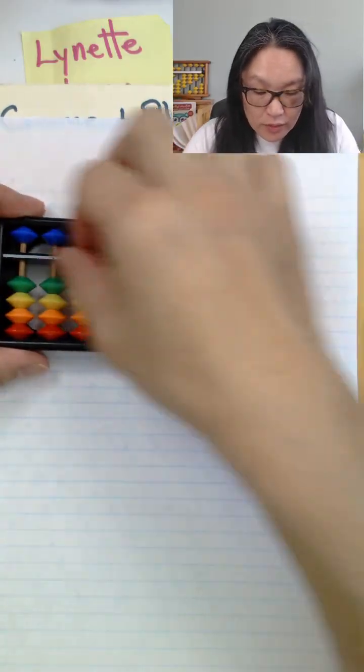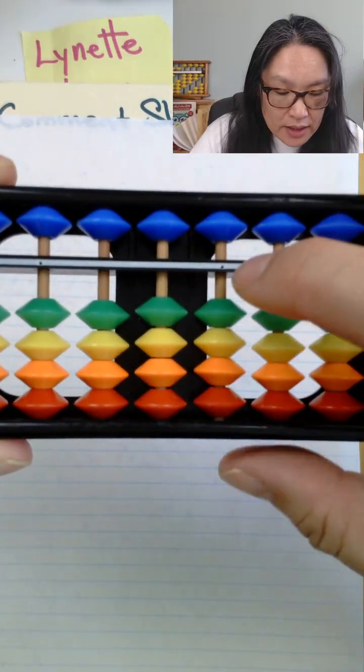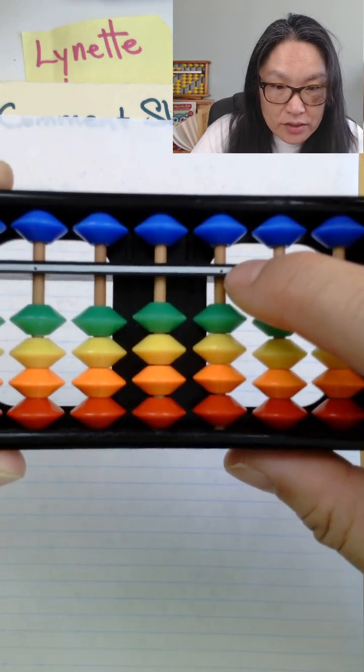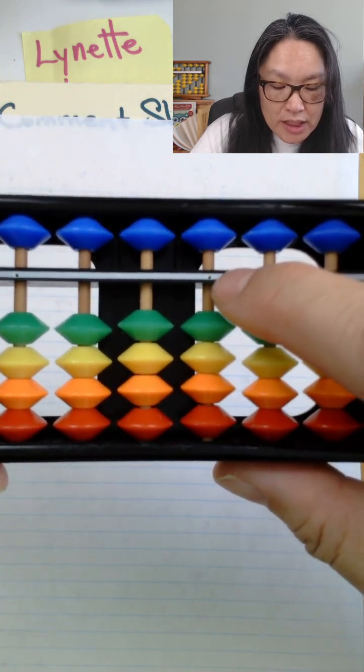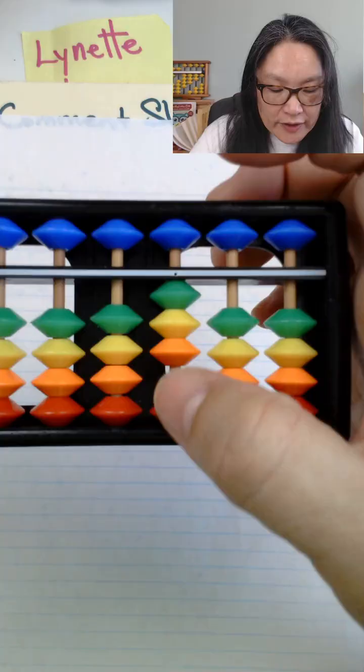Okay. So what we can do is we're going to count on the abacus. The reason why we're going to count on the abacus is we're going to use this bead right here, this dot. This dot tells me that this is the ones place. So when we count, we're going to do 1, 2, 3, 4.